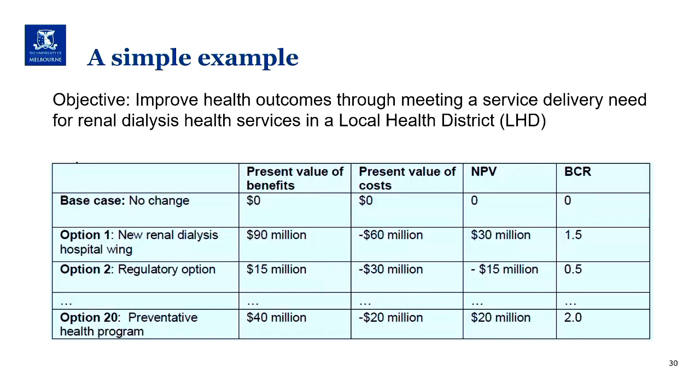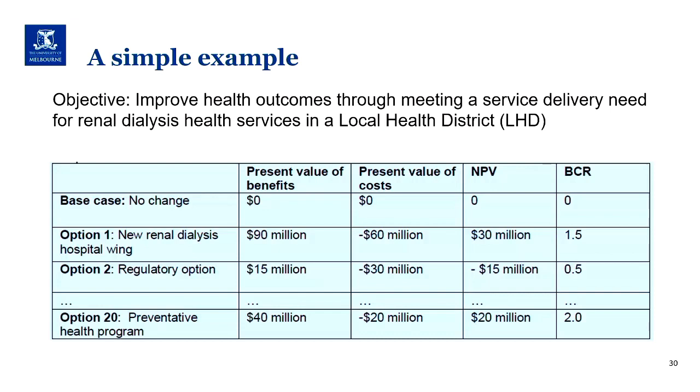So imagine that you have a lot of different options, and you always need a base case. So in this case, it's no change. You are doing things exactly the same as they have been done so far. So there is no change, there is no investment, and that is going to be your point of reference. That is going to be your reference scenario. So here you see that you are not going to have any benefits. You are not going to have any cost because no additional investment is needed. So your net present value is going to be 0, and your benefit cost ratio is going to be 0, right? So you don't have anything.